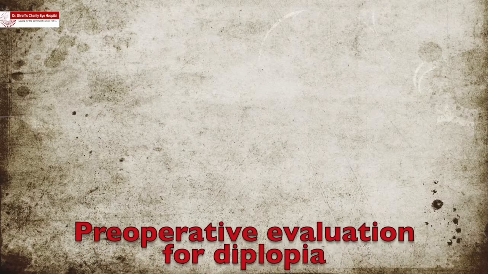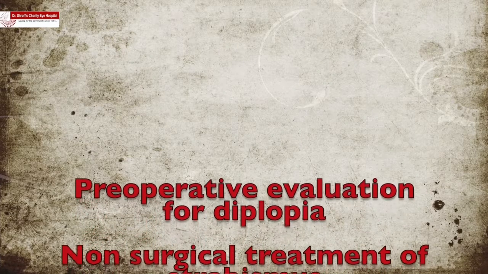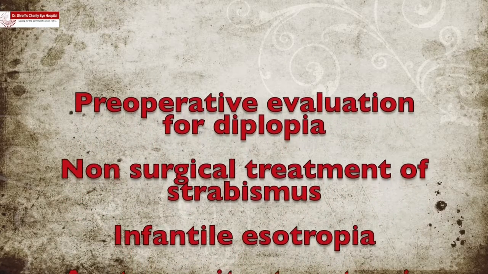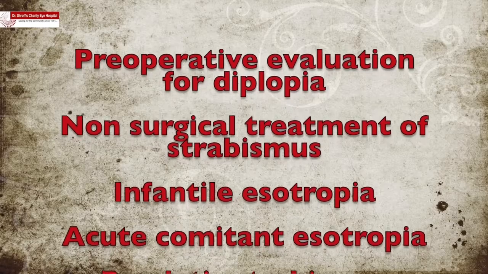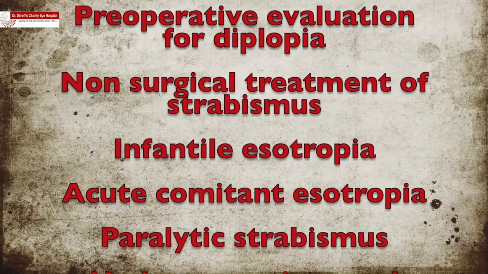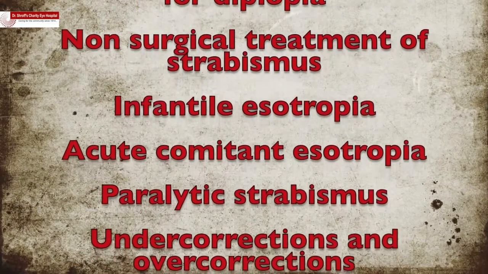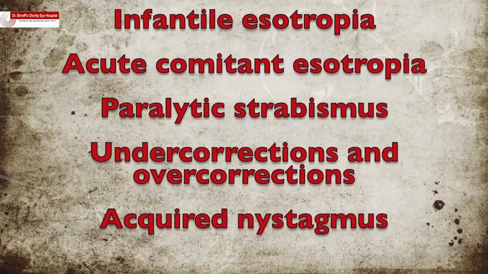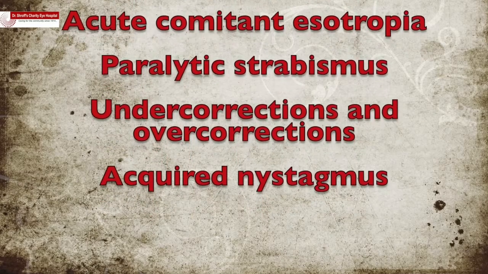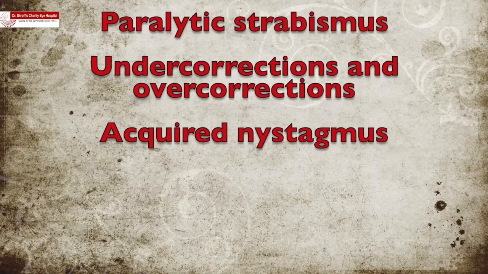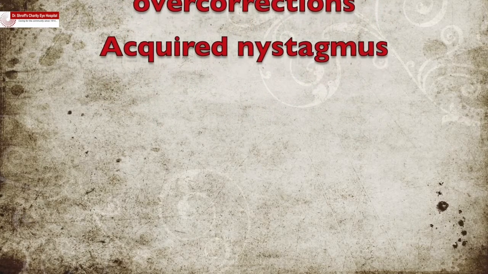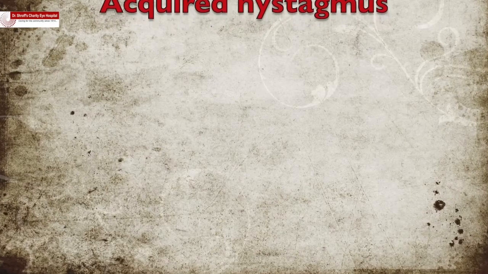The exact mechanism of action in strabismus is unknown, but it is believed to cause changes in length-tension relationship of extraocular muscles. Botulinum toxin has been used as a diagnostic tool in patients with diplopia and for non-surgical management of strabismus, especially in infantile esotropia and acute comitant esotropia. It is also used in management of paralytic squints and to prevent contracture of contralateral overacting muscle. It aids in the management of under or overcorrections post-strabismus surgery and acquired nystagmus.